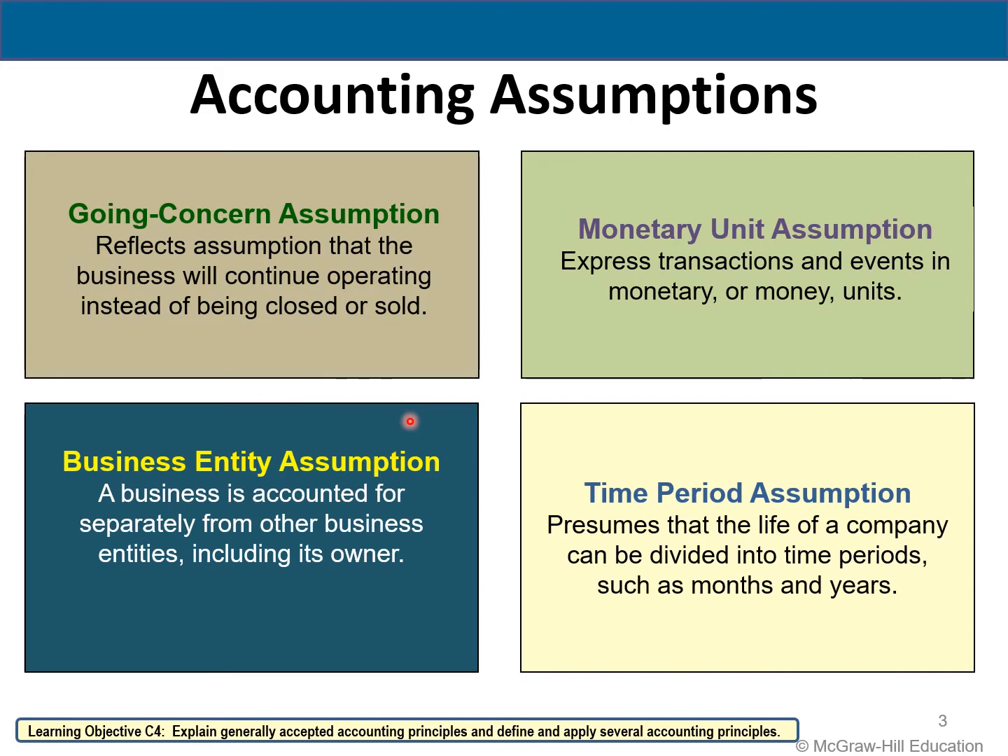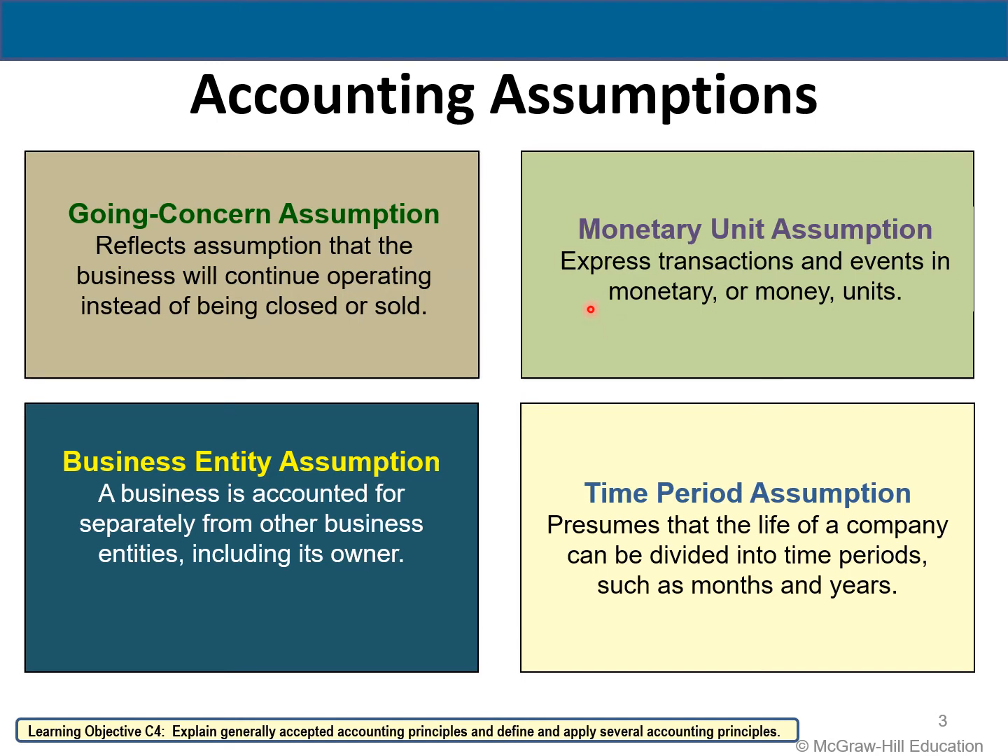All right. The accounting assumptions. So we have our going concern assumption, and this is simply assuming that the company will continue to operate into the foreseeable future. All right, that's the going concern assumption. Because we know that businesses can and do go out of business, but for the purposes of the financial statements, we're going to assume that the company will continue to operate into the foreseeable future.